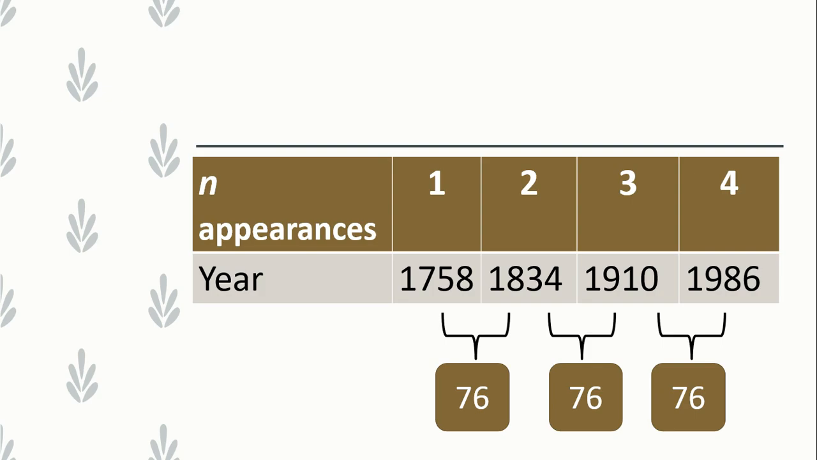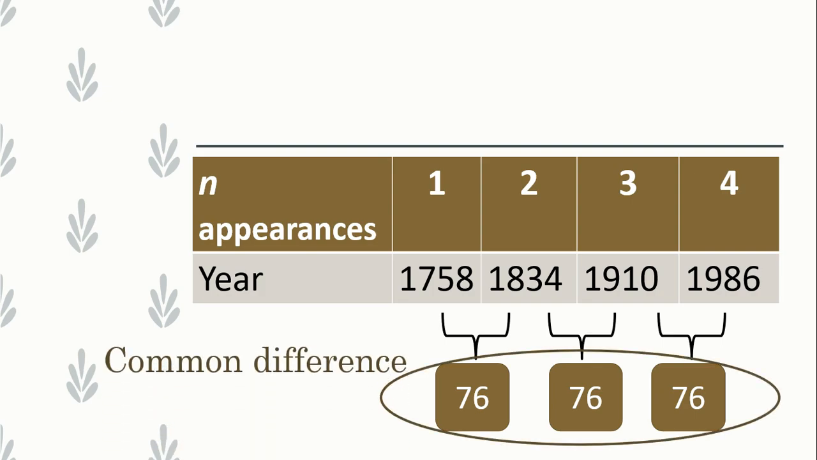What can you observe in the difference between any two consecutive terms of an arithmetic sequence? Yes, they are equal. That's why it is called common difference, meaning to say the differences between any two consecutive terms are equal.